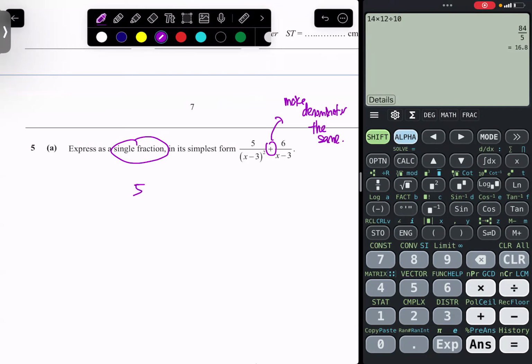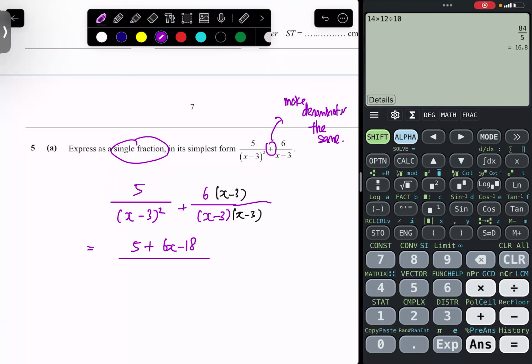Okay, so 5 over X minus 3 squared plus 6 over X minus 3. So the denominator, how to make the same? You introduce X minus 3, X minus 3. Then the denominators are the same already. So that means you will have 5 plus 6X minus 18 over X minus 3 squared, which will get you 6X minus 13 over X minus 3 squared. Simple.